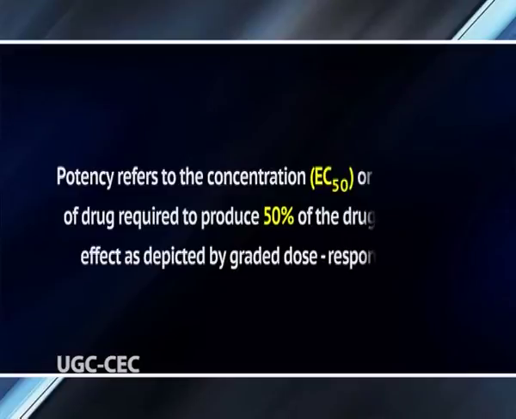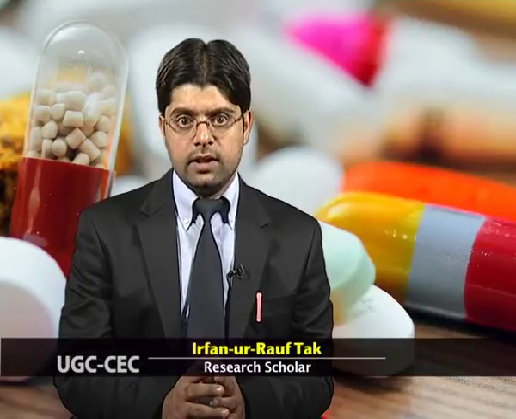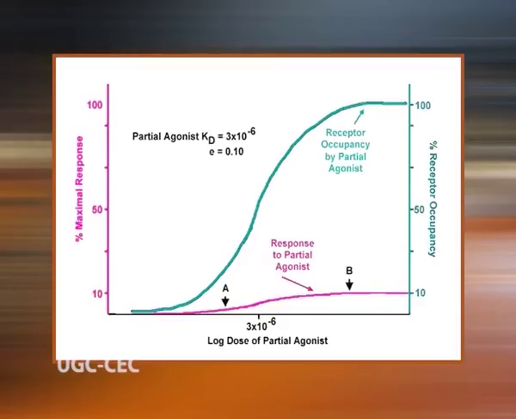Potency refers to the concentration or dose of a drug required to produce 50% of the drug's maximal effect as depicted by a graded dose response curve. EC50 equals Kd when there is a linear relationship between occupancy and response. Often, signal amplification occurs between the receptor occupancy and response, which results in the EC50 for response being much less, that is, positioned to the left on the x-axis of the log dose response curve than Kd for receptor occupancy.